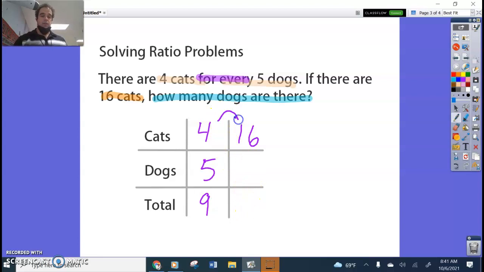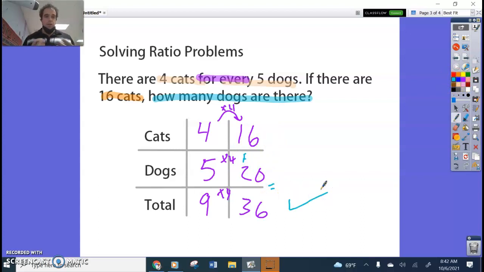If there's 4 cats and that becomes 16, that means the multiplier is times 4. So that means this is also times 4, which makes 20, which means the total is also times 4, which makes 36. Just a quick check to make sure it makes sense: 16 plus 20 does equal 36. So everything rolls that way. Now, I can use all this information to solve any problem that I possibly need.